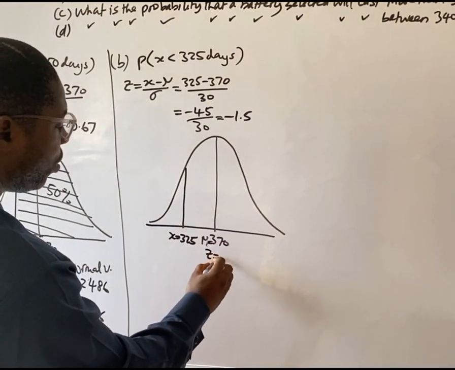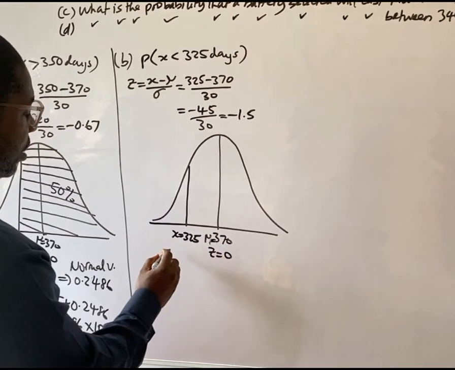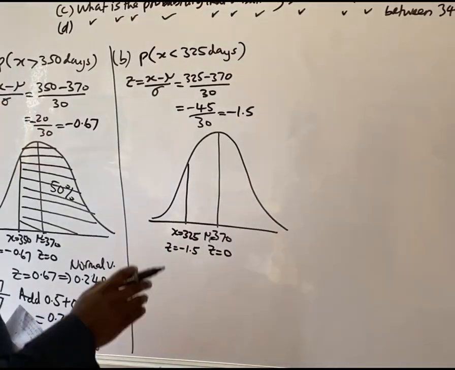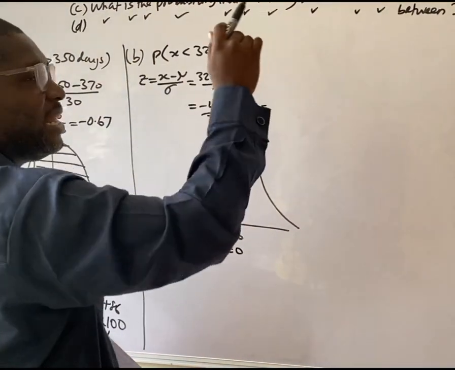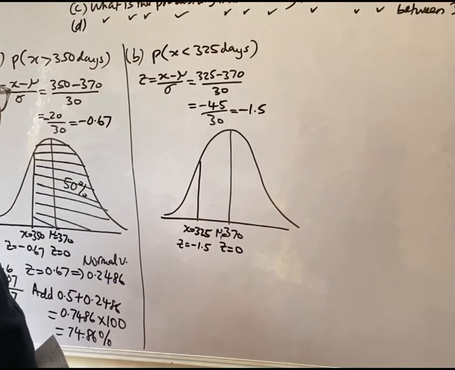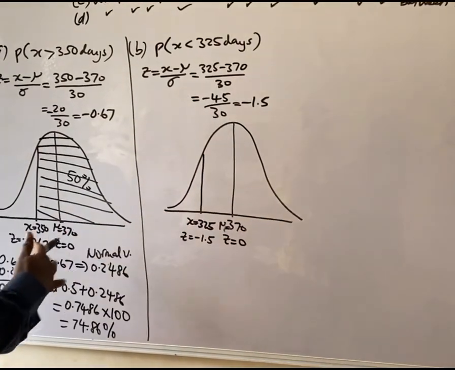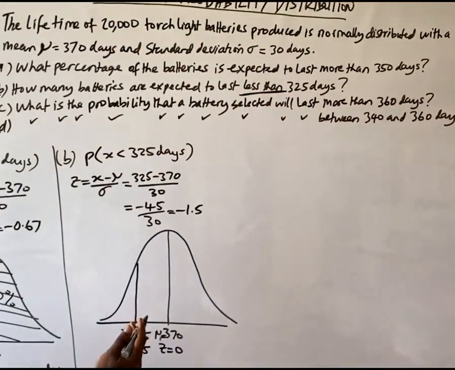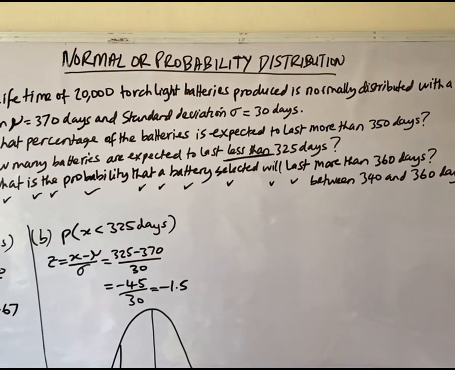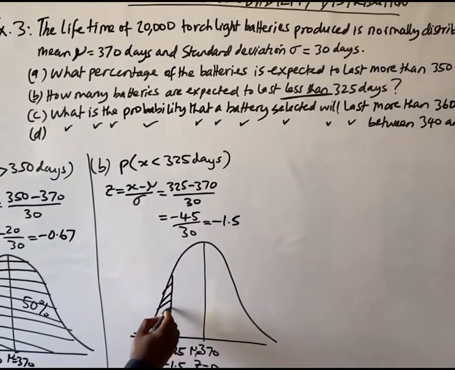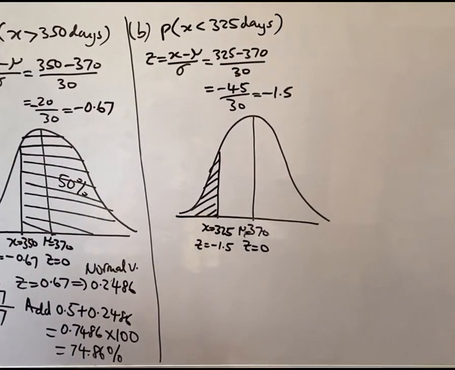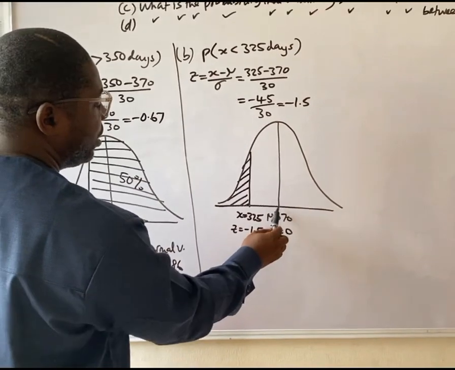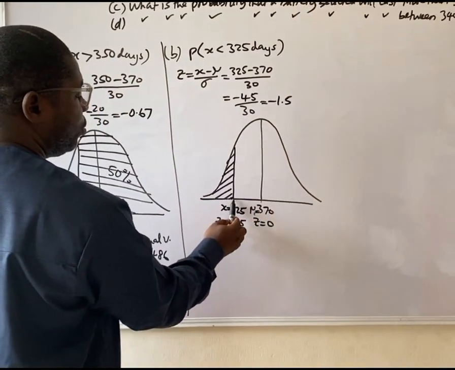Now, the z-score at the mean is 0. The z-score here is minus 1.5. Now we are looking for batteries that will last less than 325. Take note of this: it's less than, it's not more than. So we're going to shade this part, which is less than 325. What we're doing now is looking for the probability from here to this data point.